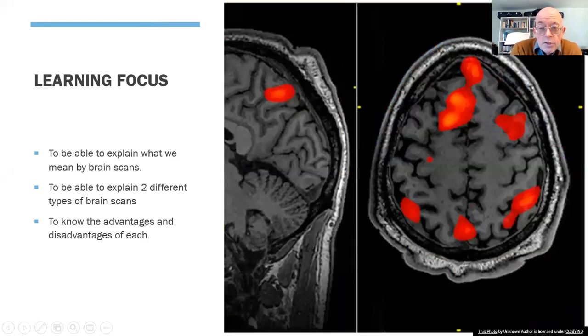So you should be able to explain what we mean by brain scans by the end of this. You should know two different types of brain scanning method and be able to explain them. And you should be able to explain the strengths and weaknesses of each of those methods. Okay, so that's the overall aims of the next, it should be about 10 minutes, hopefully.